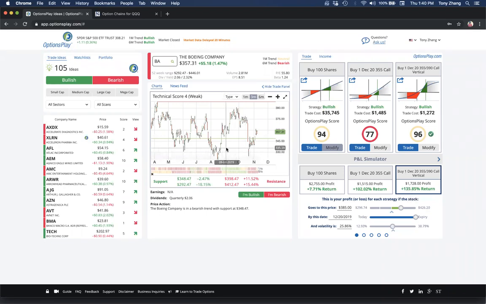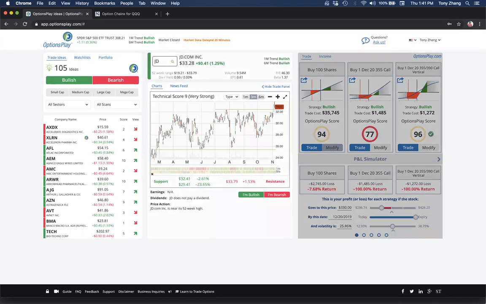And let's say Boeing crashes back down to this low, which is around 130 or so. So if it trades to the bottom of that range, a $2,700 loss on the stock, a $14.85 loss on the call, $12.72 loss on the call spread. That's why you have the highest options play score. So this tool is really designed to take exactly what I've taught you and apply it very, very quickly.